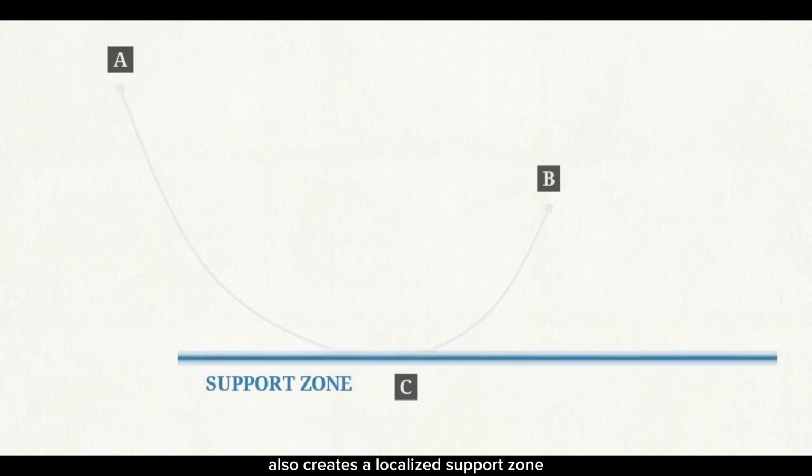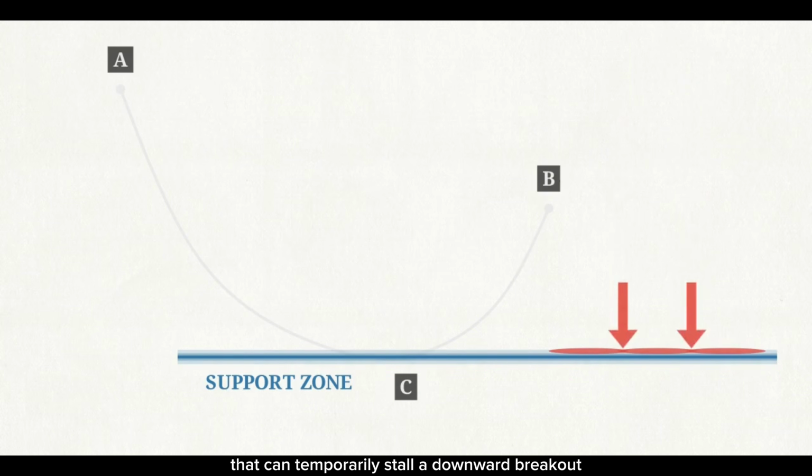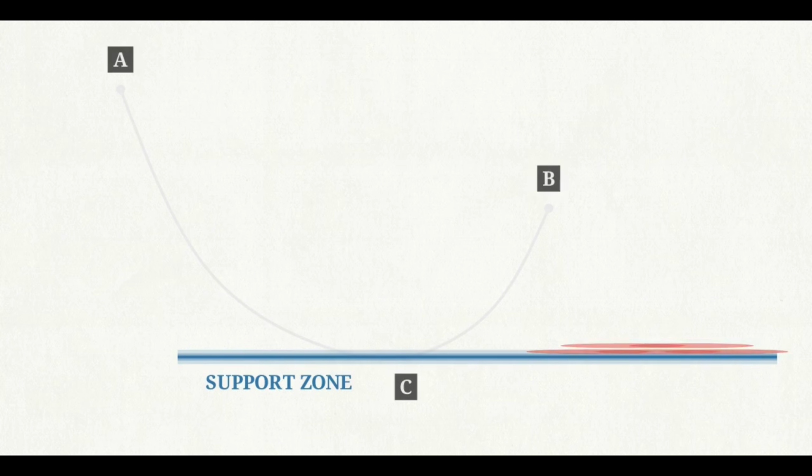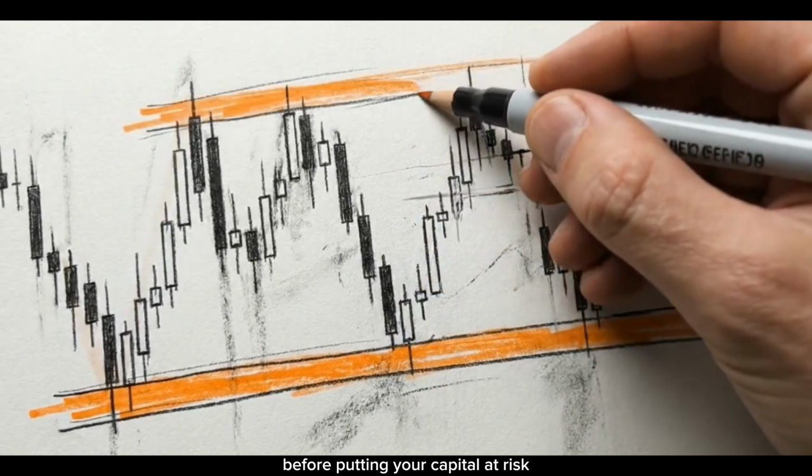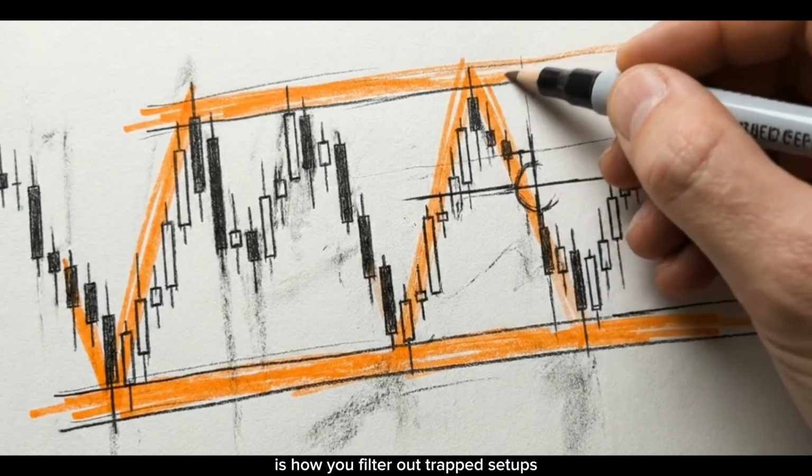Be aware that the bottom of the scallop's bowl also creates a localized support zone, acting as a floor that can temporarily stall a downward breakout. Mapping these structural ceilings and floors before putting your capital at risk is how you filter out trapped setups.